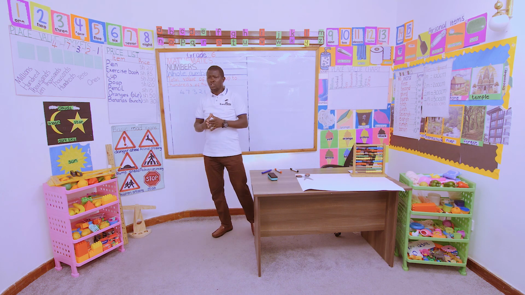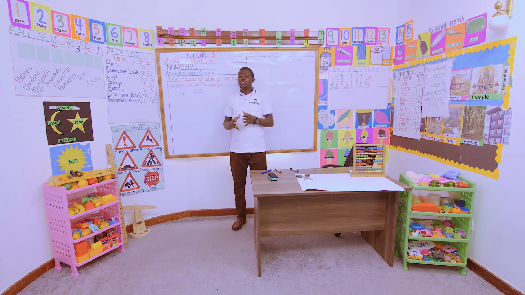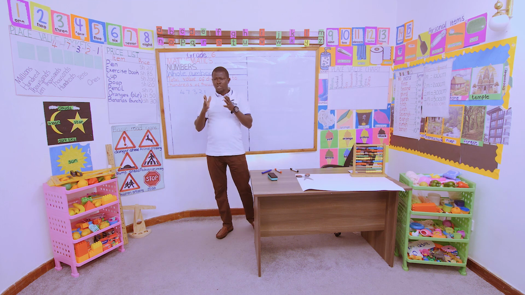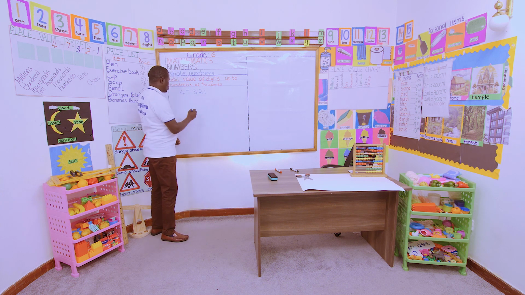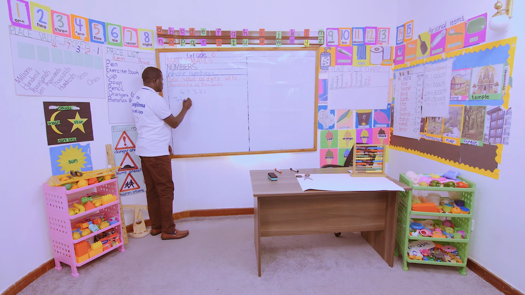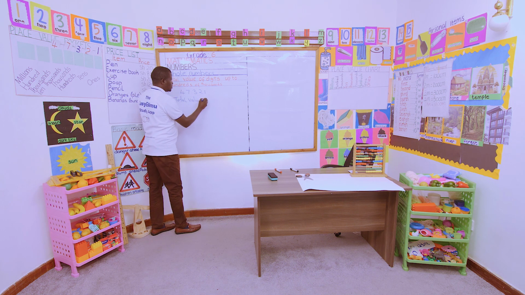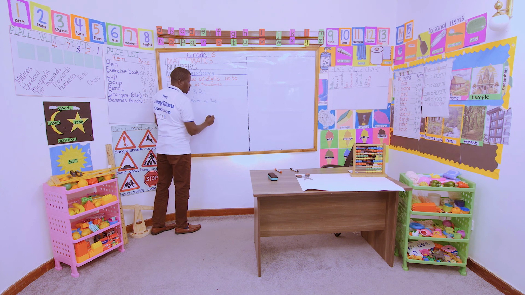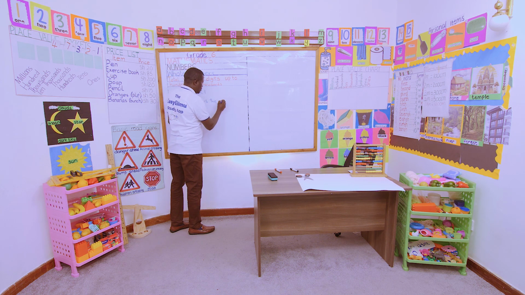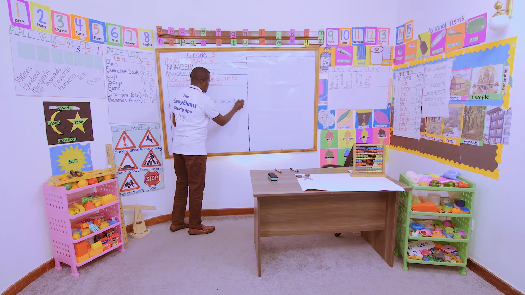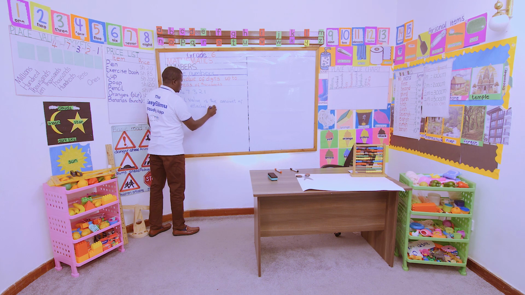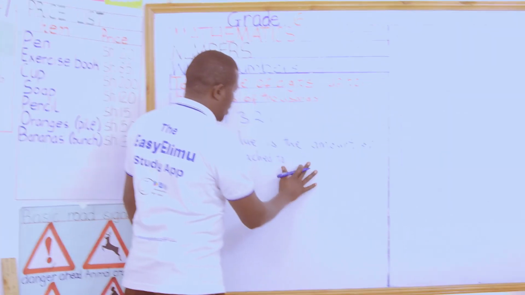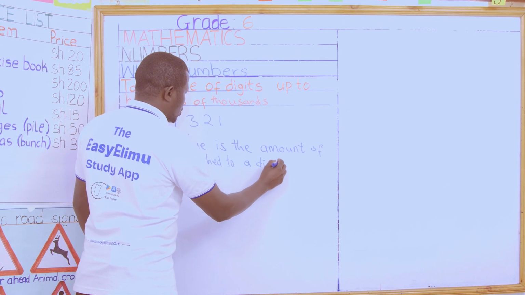Now, total value. What is total value? Total value is the amount attached to each digit. The amount of value attached to a digit, that is what we call total value.